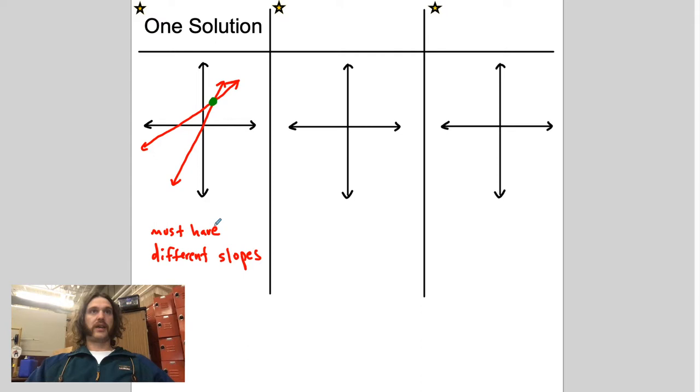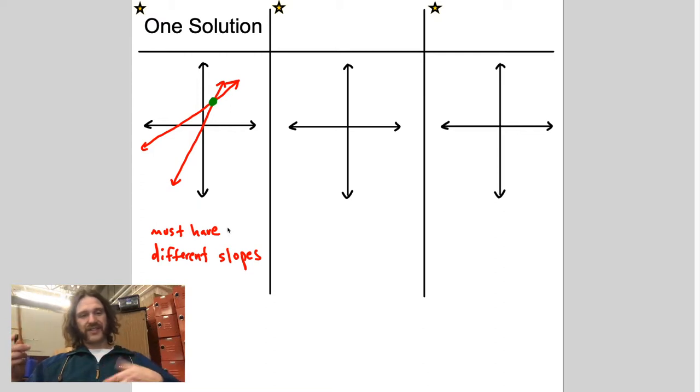So as long as, if and only if, right? If they have different slopes, then there's going to be one solution. And if there's one solution, the lines must have different slopes. That has to be true. Okay? But that's not the only way that they can interact, right?